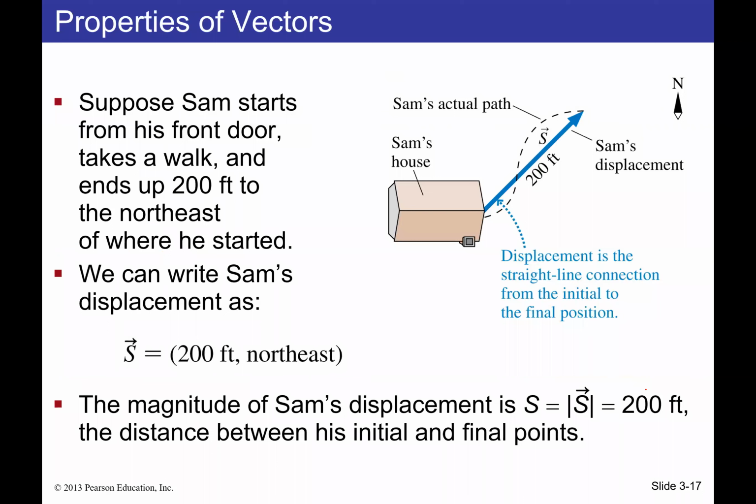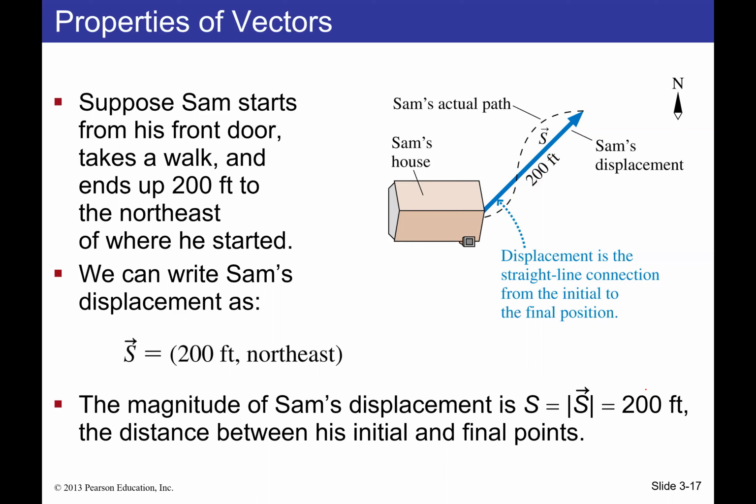All right, so let's start with probably the simplest vector, because it's easy to visualize, and that's the displacement. We already talked about displacement in chapter 2. Now let's talk about displacement, and maybe displacement versus distance. That's also an important thing to understand. So suppose Sam starts from his front door, takes a walk, and ends up 200 feet to the northeast of where he started.